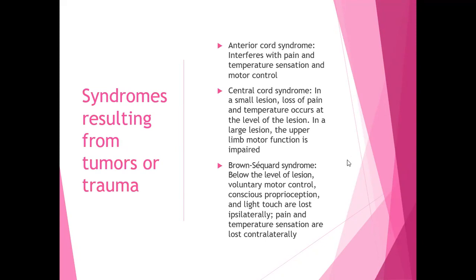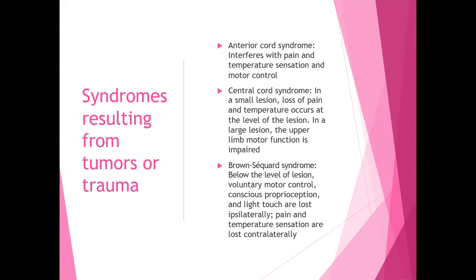So half the cord is functioning and half of it isn't, which kind of makes it interesting. Usually Brown-Séquard happens because of some kind of trauma, like a car accident or a stab wound or a gunshot wound, something that affects half the cord and doesn't affect the other half. So segmental losses are ipsilateral, meaning on the same side as the damage, same side as the lesion.